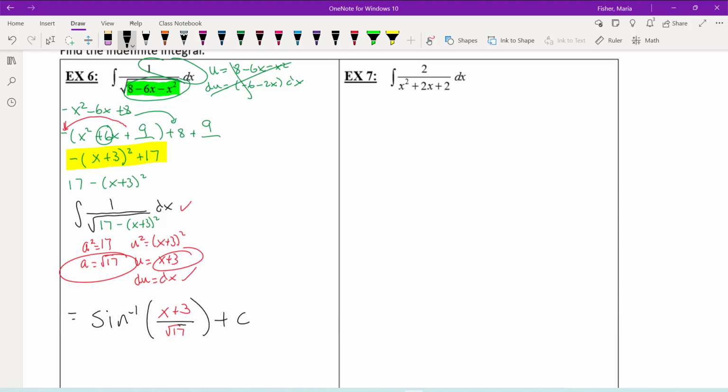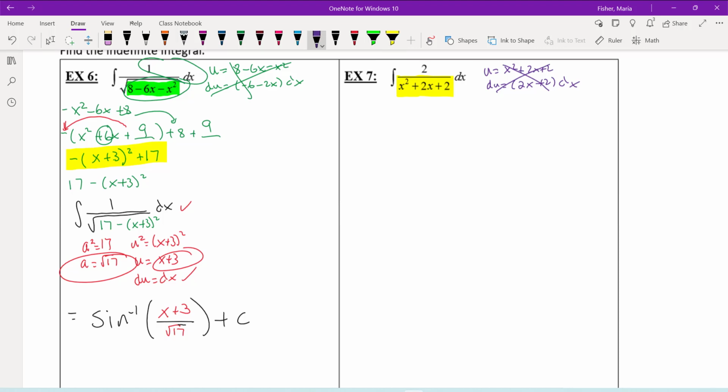What about number 7? Well, again, you come over here, it doesn't look like basic form, you try a u sub, but the problem with letting that denominator be u is the derivative would be 2x plus 2 dx, and I just don't have that. So what I need to do instead is think, okay, well, I have something in the denominator. Maybe it's inverse tangent because of the plus signs and no square root, but let's complete the square just to make sure. Well, we have to write this in descending order.